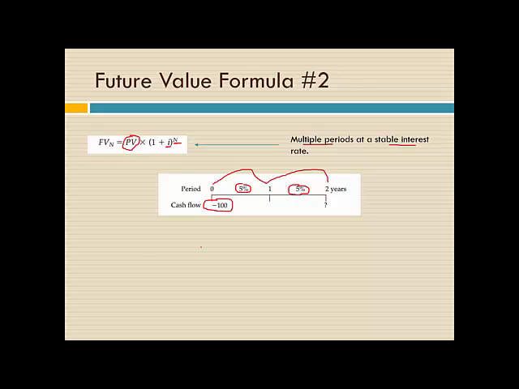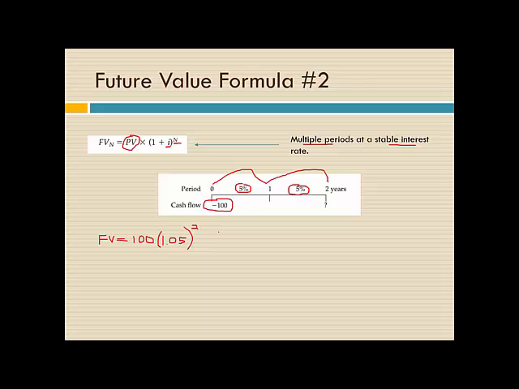Okay? So when we calculate this, we're basically doing the same thing that we did before. We have our future value is equal to 100 times 1.05, which is 1 plus the interest rate, raised to the nth, which is a 2. Okay?